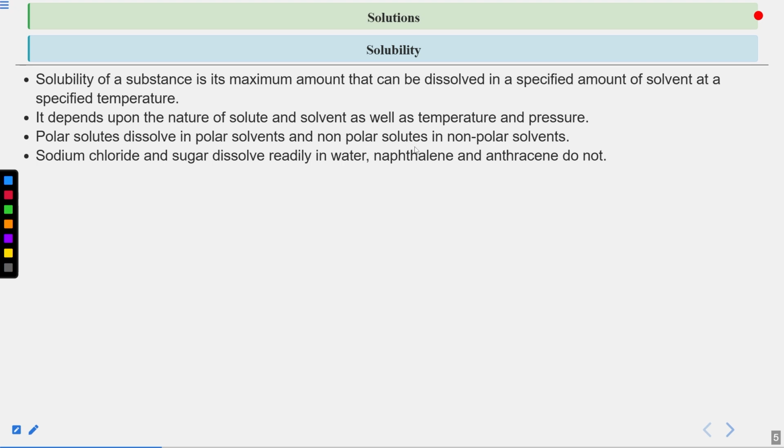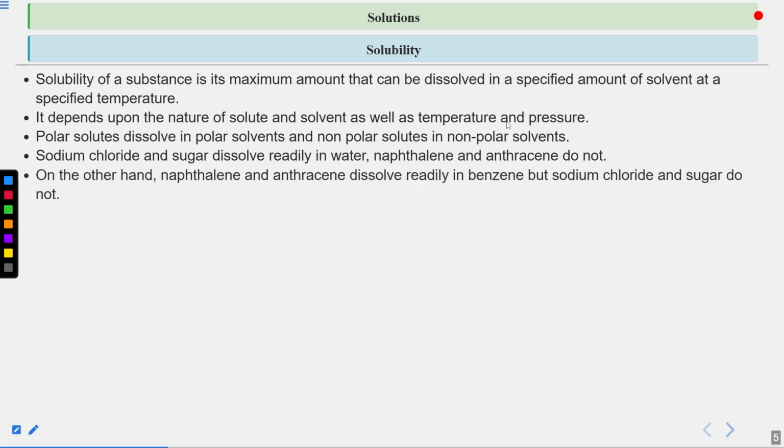Whereas non-polar compounds like naphthalene, which is a bifused ring of benzene, and anthracene, which is a trifused ring of benzene, are very less polar and are not soluble in water, or their solubility is very, very less. If you try to dissolve these two non-polar solutes in benzene, then they are easily dissolved. On the other hand, sodium chloride will not go into a non-polar solvent like benzene. I hope you are getting the point on how the nature of solute and solvent is important.